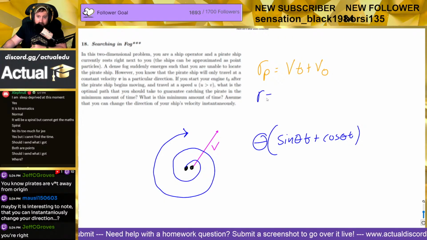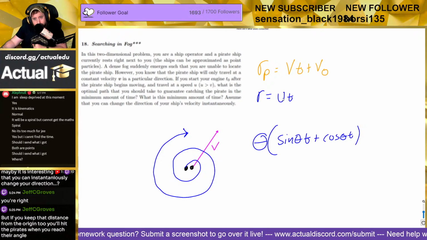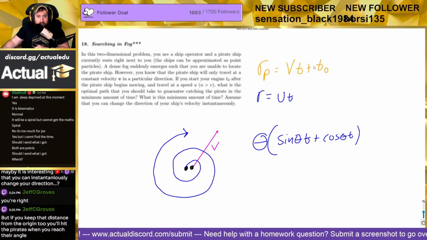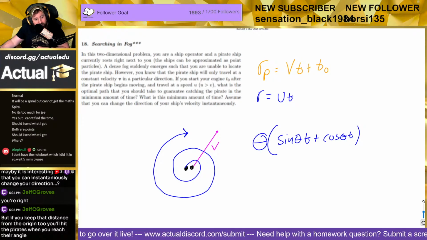So then R is equal to UT. Or sorry, not plus V naught, plus T naught, sorry. That's what I meant to say. When you reach their angle. Yeah. But the thing is, you have to hit their angle at a certain time. At the right time. And you have to be the same R.